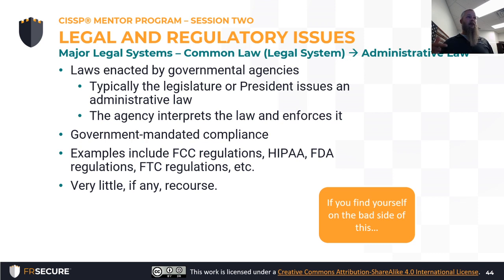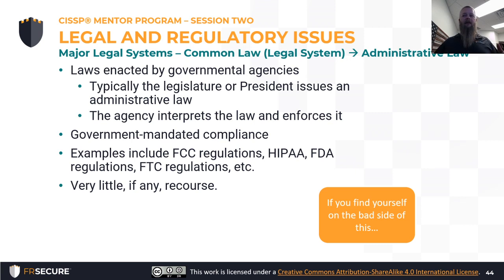So legislature, president issues the administrative law, the agency itself. So think of GLBA, for instance. GLBA is interpreted by the FFIEC, and then it's enforced through that umbrella of the FFIEC, which includes the FDIC, the OCC, and so on and so forth. HIPAA is another example of an administrative law. The Department of Health and Human Services is the one who interprets that law and enforces that law.